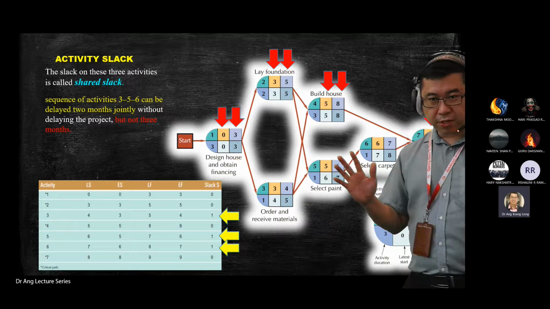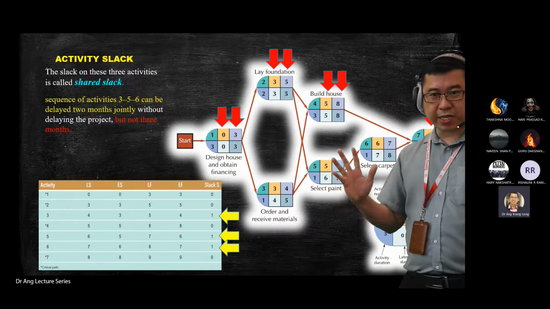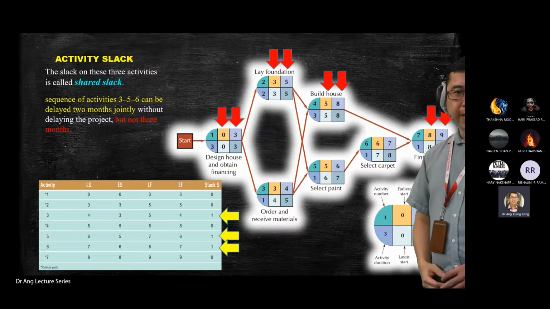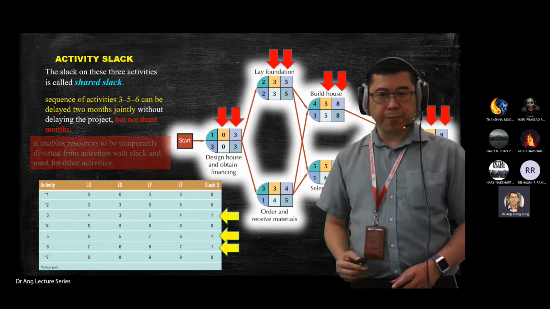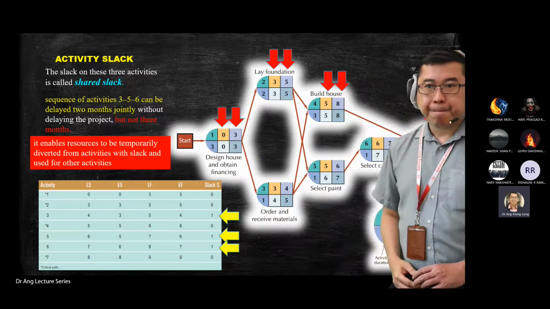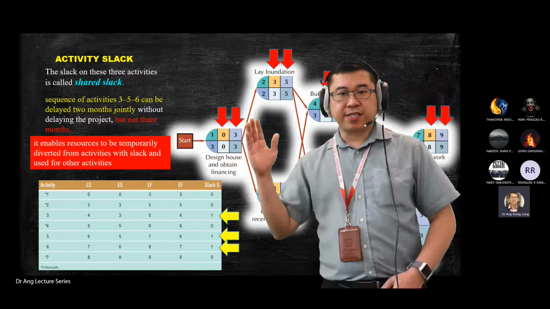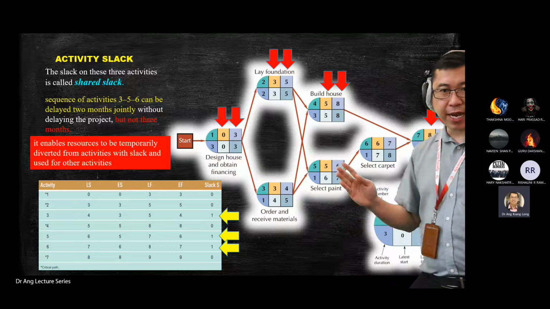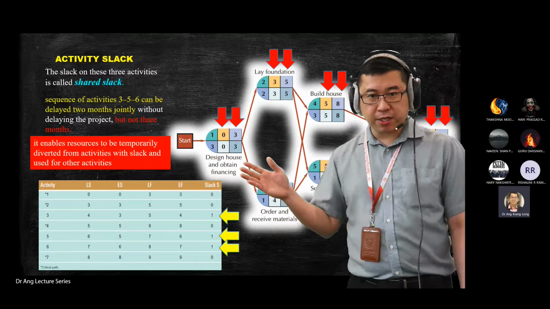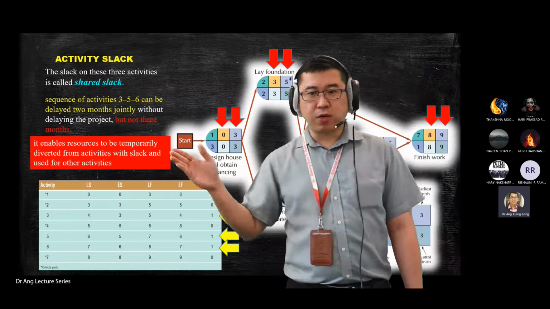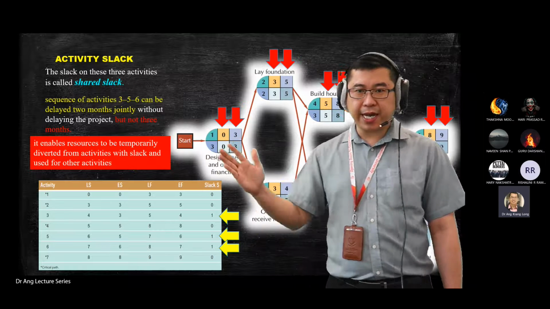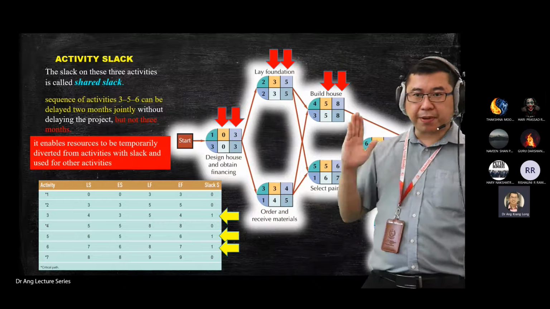Okay, so for this one you need some time to really observe the numbers here. All right, so I just highlight, yeah. So what does this slack, or the extra time that you can play around with, do? It allows you as a project manager to diversify or to handle some delay in the critical path here.